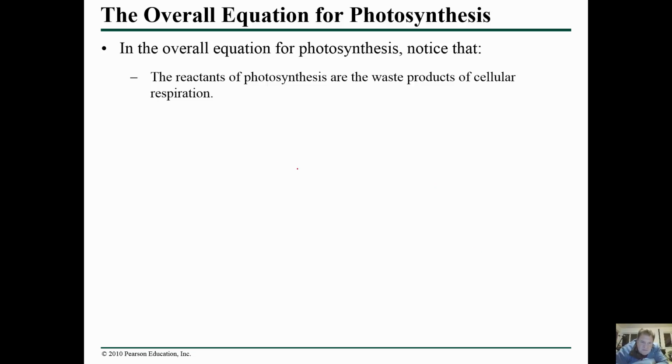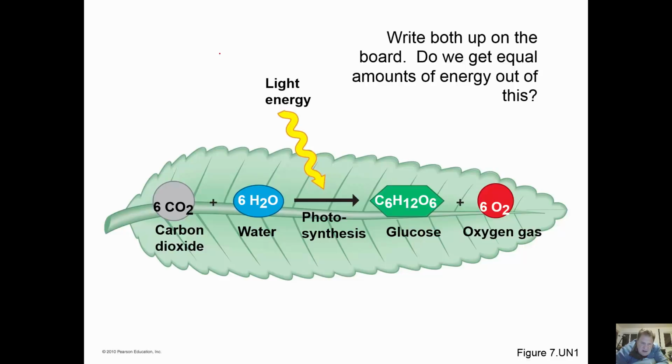The overall equation for photosynthesis is basically looking at, so here are our reactants. Here's the photosynthesis, the enzymatic reaction that's occurring. And then here are the products, okay?